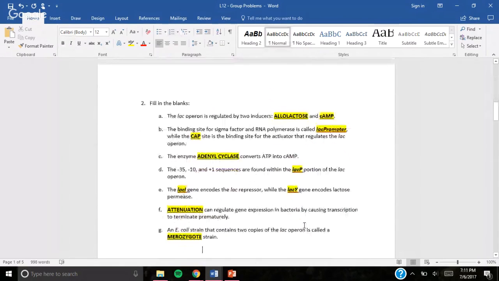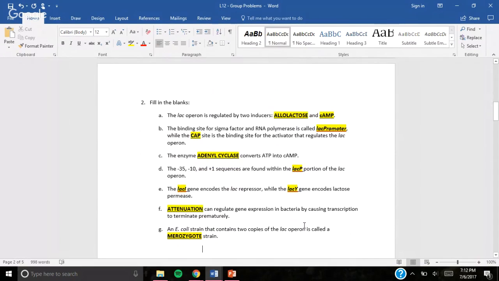And for number 2, it's the vocab, fill in the blank. For A, the lac operon is regulated by 2 inducers, allolactase and cAMP. For B, the binding site for sigma factor in RNA polymerase is called lac promoter or LAC-P, while the CAP site is the binding site for the activator that regulates the lac operon. For C, the enzyme adenyl cyclase converts ATP into cAMP. And for D, -35, -10, and the +1 sequences are found within the LAC-P portion of the lac operon.